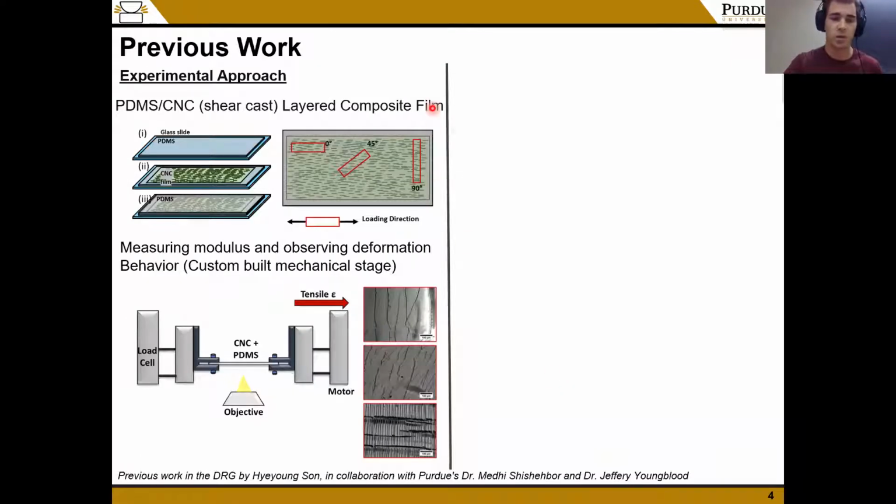Some previous work has been done on this experimentally. The researchers made a sandwich composite of PDMS, which is a soft substrate, cellulose nanocrystals, which are pretty rigid, and then more PDMS.